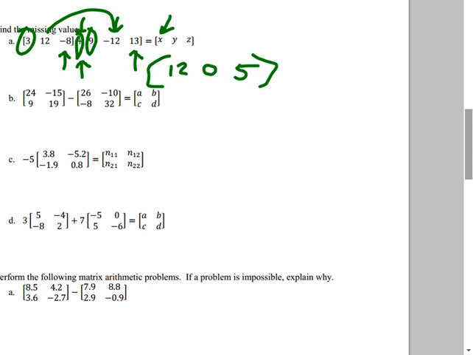All right, and then down here, don't forget this. You multiply these first, and then once you're done with them, then you can add them to get your final answer. All right, that's all the tips I have for you for today.